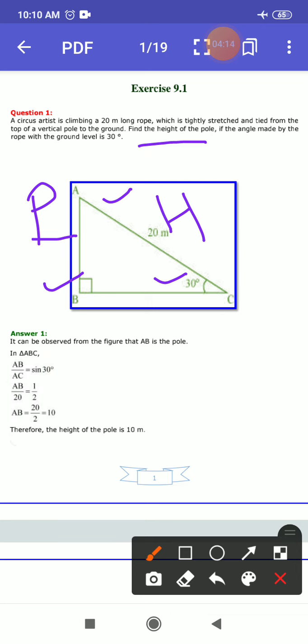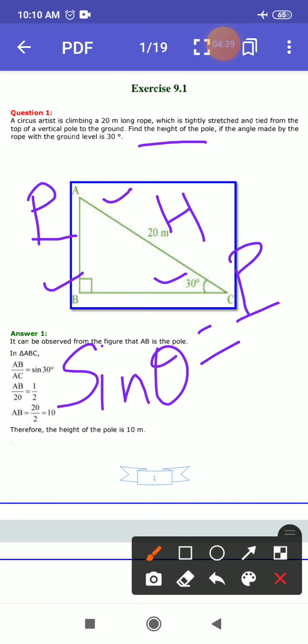Then what is the relation between a perpendicular and a hypotenuse, you very well know. The relation is the sin theta relation. So sin theta is equal to perpendicular upon hypotenuse. Then you have to put the values of the perpendicular and hypotenuse here.